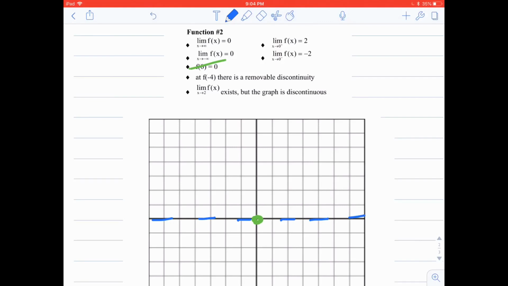The other thing that I can see is that we have at f of -4 a removable discontinuity. So that tells me the only removable discontinuity is a hole. So that tells me there's a hole at -4. It says the limit as x approaches 2 exists, but the graph is discontinuous. There's only one type of discontinuity where the limit actually exists, and that's at a hole. So that means that we're going to have holes at -4 and +2. Basically, it's just two different ways of them telling you that there's a hole there. So we know that we're going to have two holes drawn in the graph, and so I'm not going to draw anything just yet for that because I don't know where I want my curve to be.